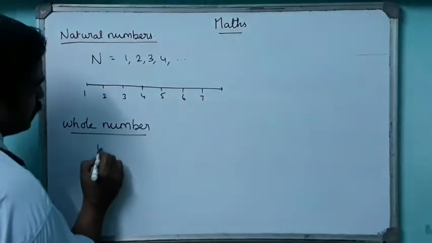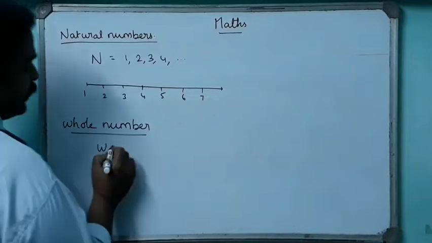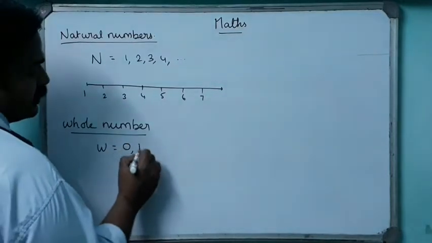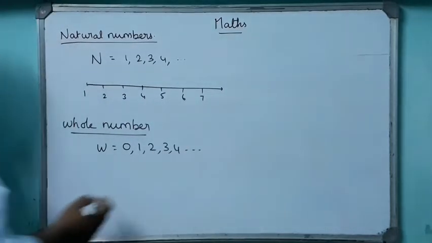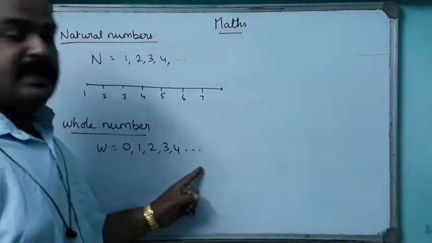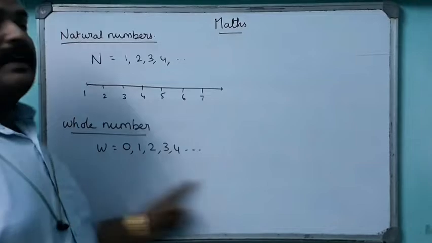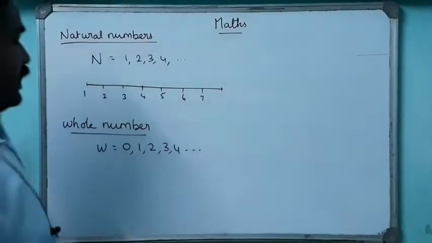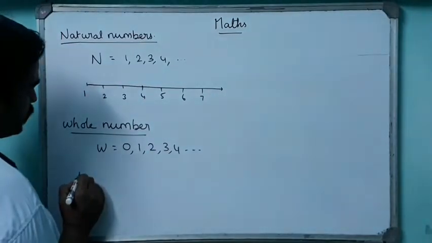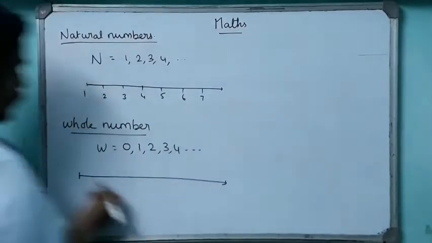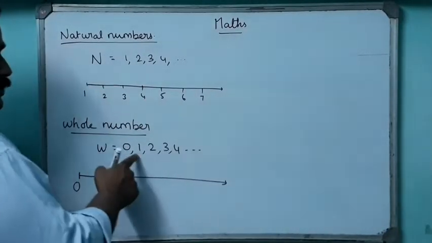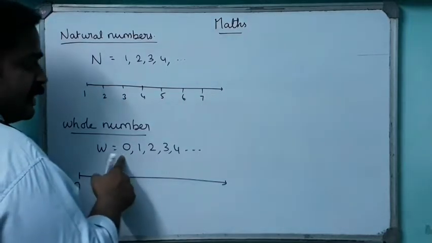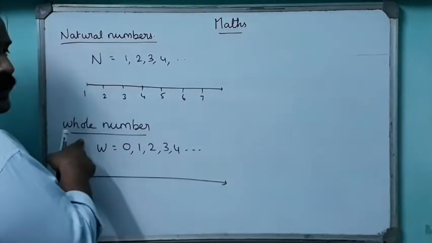Whole numbers, we generally denote by W. Whole numbers start from 0, and the next numbers are 1, 2, 3, 4, etc. These 3 dots stand for it does not end, it goes on one side, right? We can even denote this on the number line. Here the starting number is 0. As I told you, 0 is included along with the natural numbers. This we define as whole numbers.